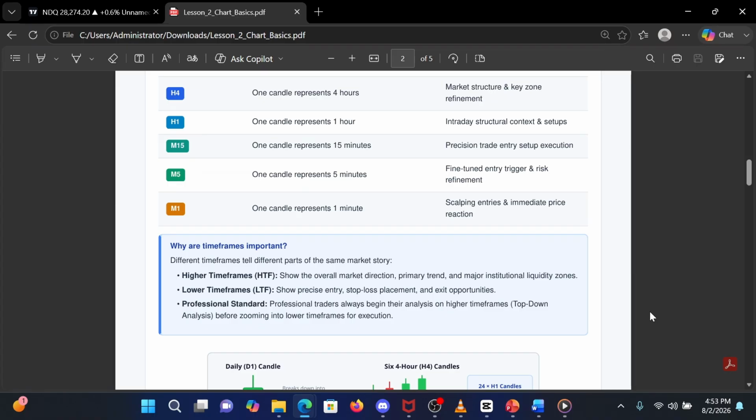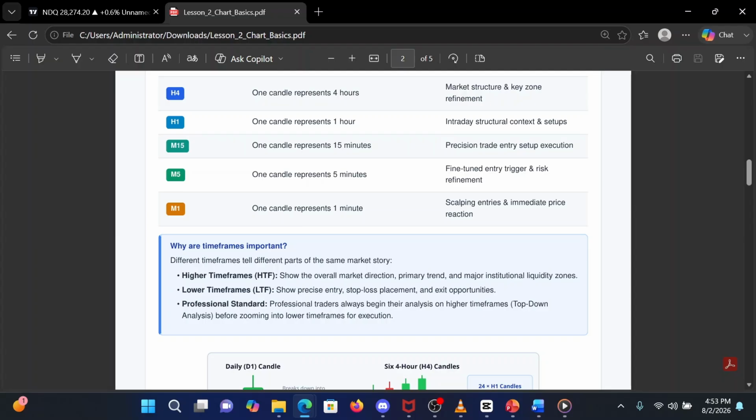So why are the time frames important? Different time frames tell different parts of the same market story. These are different time frames, but they're telling you different parts of the market story: what's happening at the highest peak, on the lowest peak, in the middle. The higher time frames show the overall market direction, the primary trend or key trend, and major institutional areas of liquidity or liquidity zones, where to target your take profit overall, the long-term profit targets.